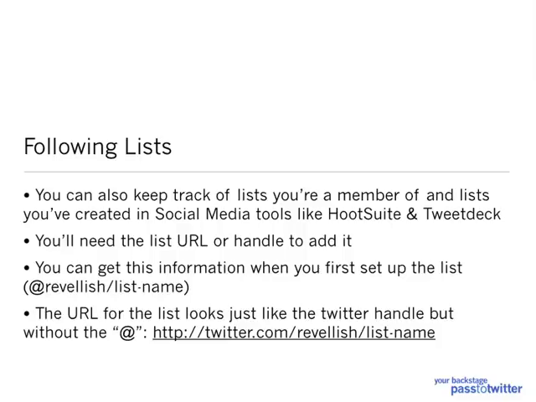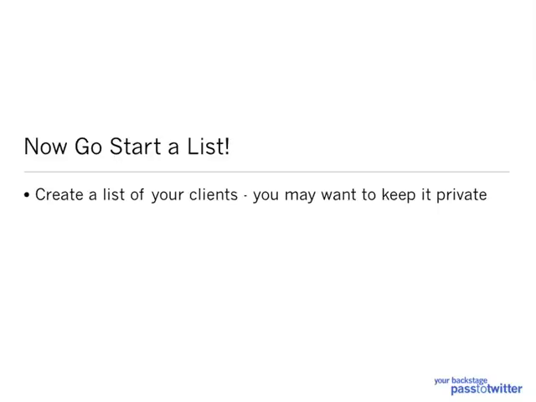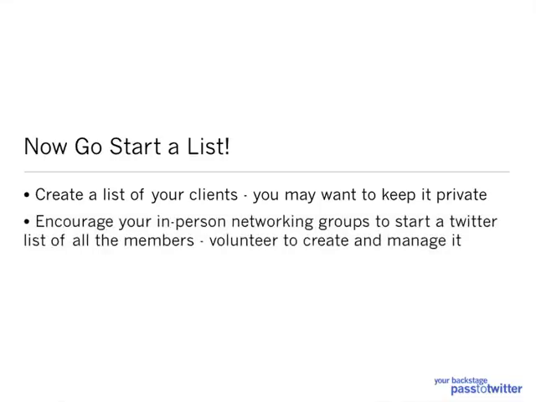/list-name. So now that you know all about Twitter lists, go start one. Create a list of your clients. This is one you may want to keep private, but it's a great way to keep track of what your clients are saying and doing on social media. So if you check it once a week or so, you'll know what your clients are up to, and you'll know right away if they have any sort of issues or customer service problems with you. Wouldn't you want to be the first to know?